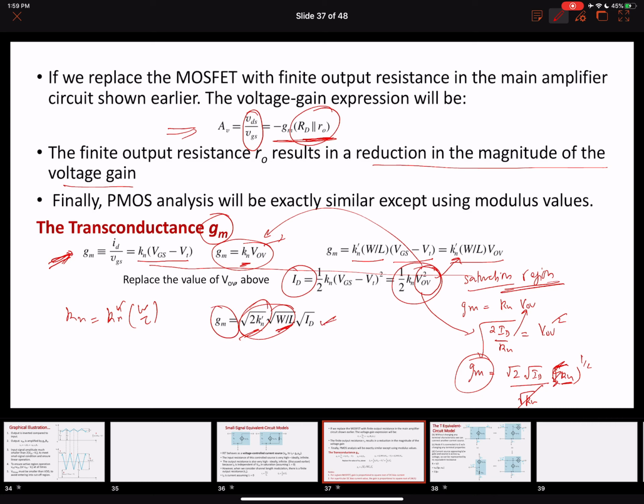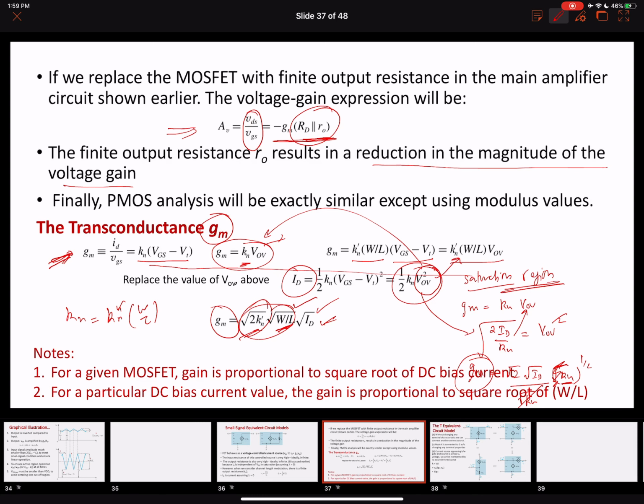So our transconductance parameter, under the condition of linear amplification and under the condition of finite resistance, is proportional to the square root of the aspect ratio and the square root of the drain current. So these are the two conclusions that we can draw from this analysis.